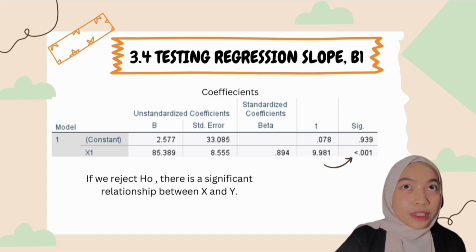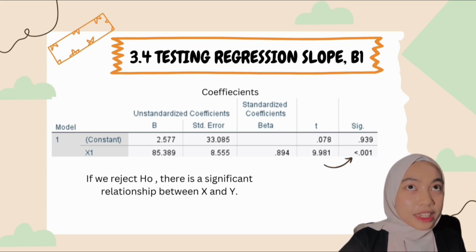The regression slope, which is the p-value, is less than 0.05. In this situation, we reject H null because the p-value is less than 0.05, because there is a significant relationship between variable x and variable y.